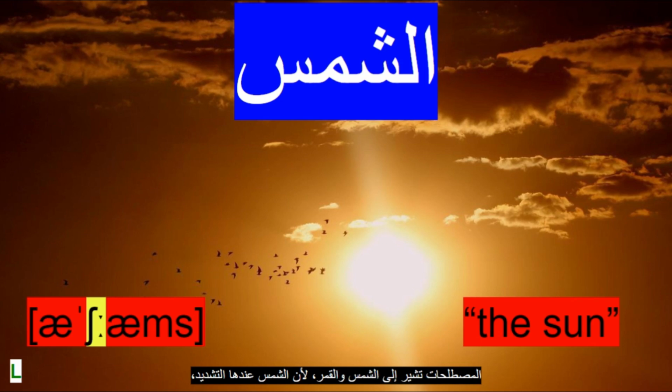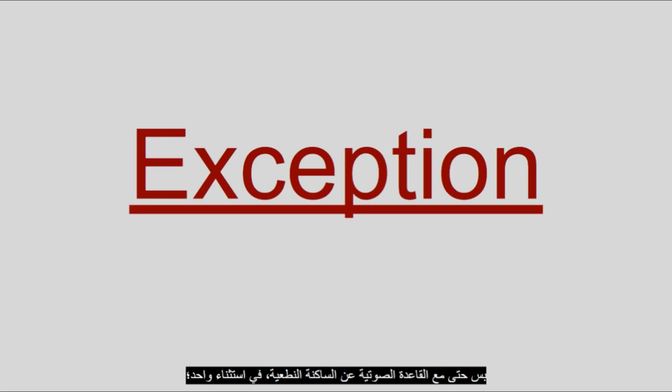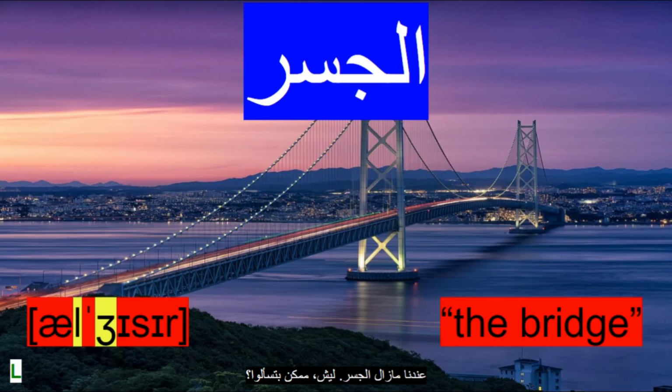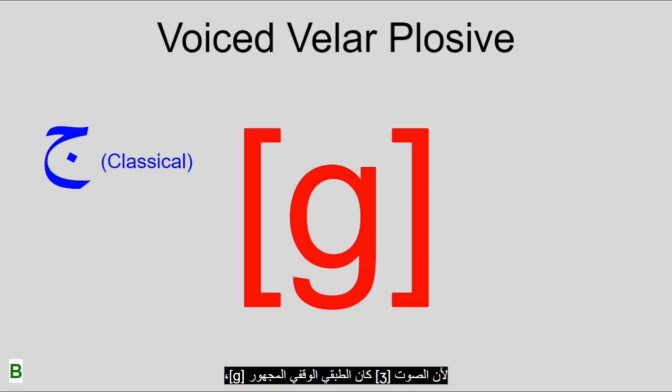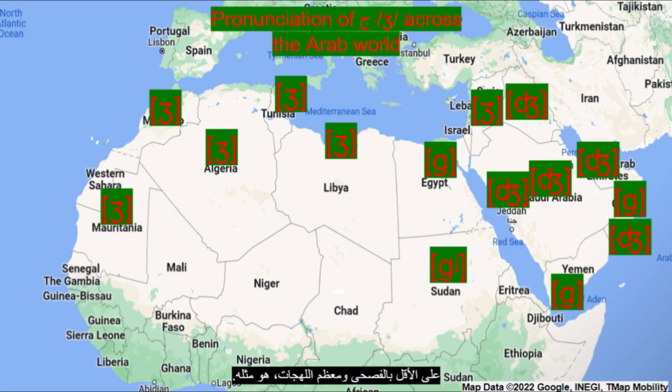The terms refer to the Arabic words for sun and moon, as the sun is ash-shams, which has the gemination, and the moon is al-qamar, which keeps the l. But even with the phonological rule about the coronal consonants, there's one exception. The voiced post-velar fricative j, which does not geminate with l. The bridge is still al-jisr. Why, you may ask? Because the j sound used to be the voiced velar plosive g, which is not coronal, it's dorsal. At least in MSA and most dialects, that's the case.